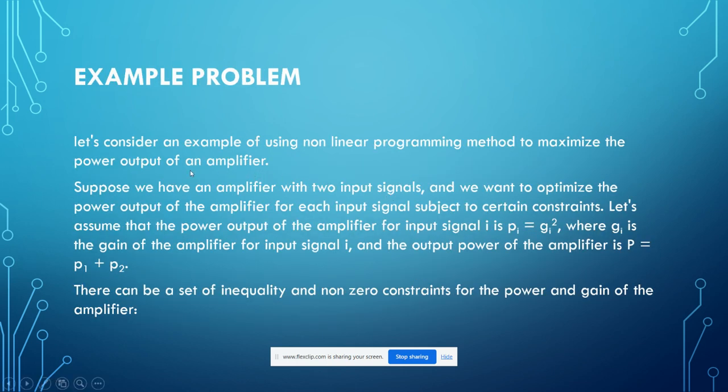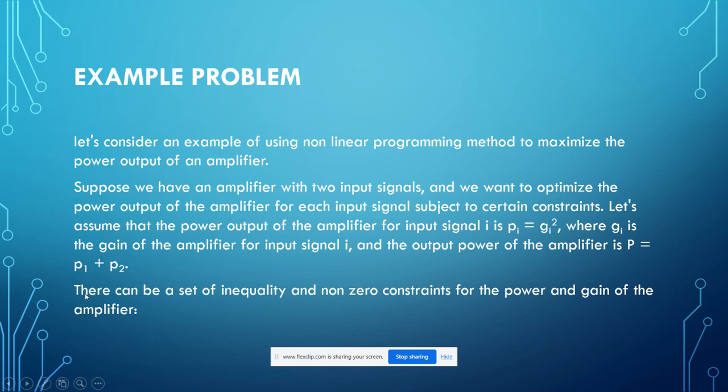So let's consider an example of nonlinear programming. We need to maximize the power output of an amplifier. Let's assume that we have two input signals. For input signal 1, power output is P1 and it is x1 square. P2 is equal to x2 square. So the total power output of the amplifier is P equal to P1 plus P2.